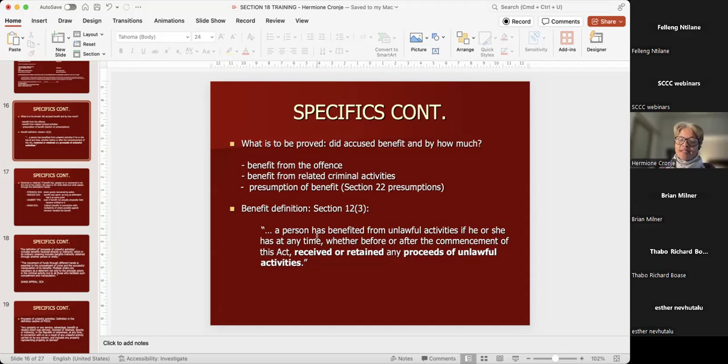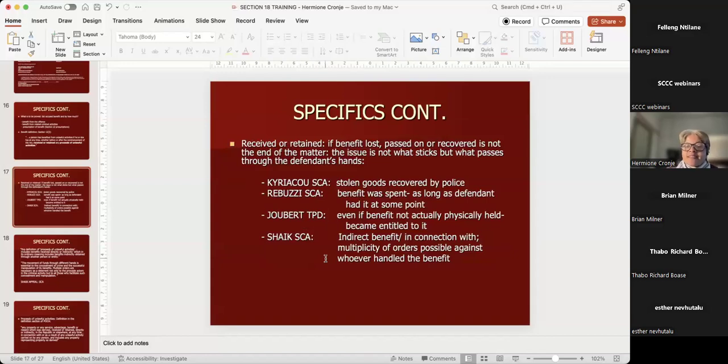As I said, benefit is defined. A person has benefited from unlawful activities if he or she has at any time, whether before or after the commencement of this Act, received or retained. So, you've benefited when you receive the money, but you don't have to retain it, because it's received or retained. So you could also have received it and then passed it on to somebody else. Any proceeds of unlawful activities, and then of course we have to go back to the definition of proceeds, but the courts have said that if the benefit is lost or passed on or recovered, that is not the end of the matter. The issue is not what sticks, but what passes through the defendant's hands.